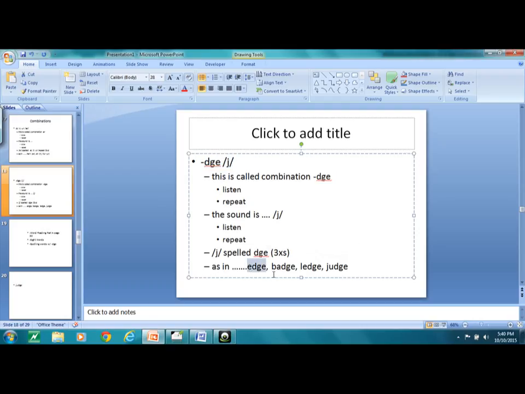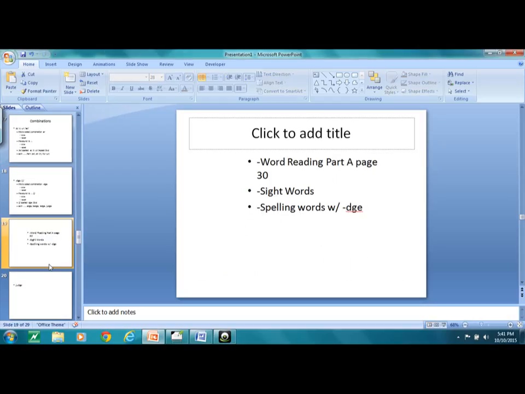Make sure you're saying it with me. DGE says J as in badge. DGE says J as in ledge. DGE says J as in judge. Okay?